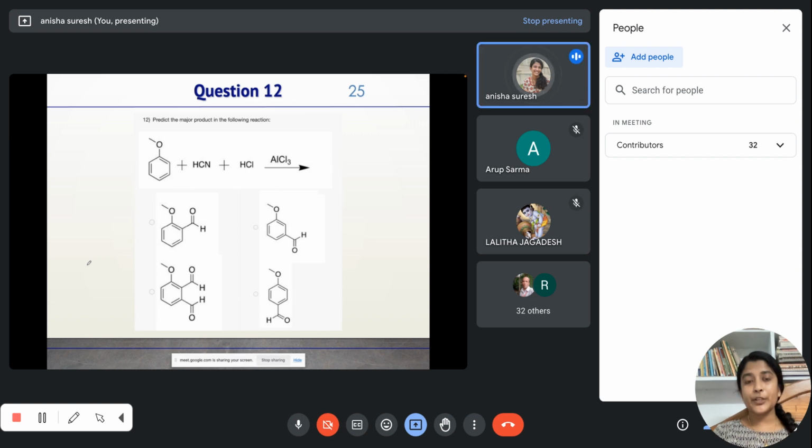Now coming to question number 12. Predict the major product in the following reaction. So this is benzene substituted with OMe plus HCN plus HCl in the presence of AlCl3. These are the conditions for Gattermann-Koch reaction. So what will be the major product that is formed in this reaction? Ortho substitution, meta substitution, both ortho meta substitution, para substitution. What will be the major product that is formed in this reaction?